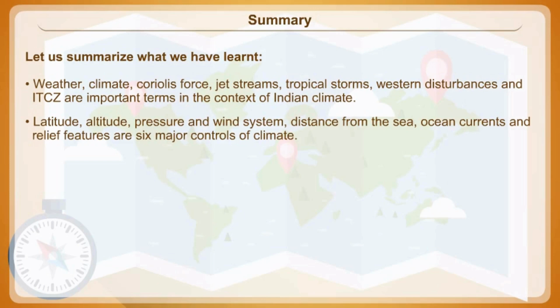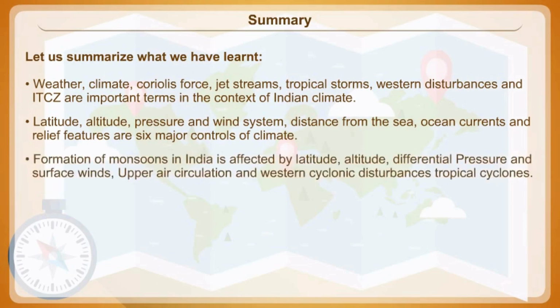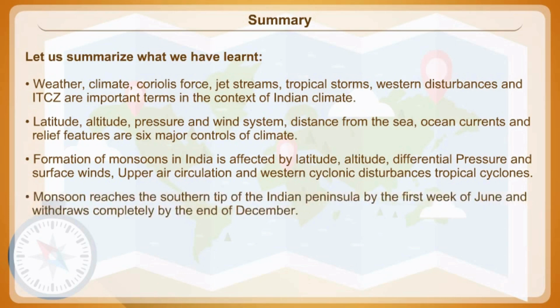Formation of monsoons in India is affected by latitude, altitude, differential pressure and surface winds, upper air circulation and western cyclonic disturbances, tropical cyclones. Monsoon reaches the southern tip of the Indian peninsula by the first week of June and withdraws completely by the end of December.